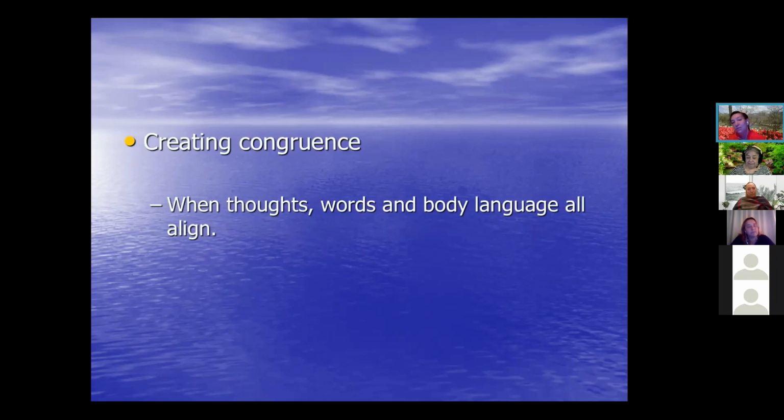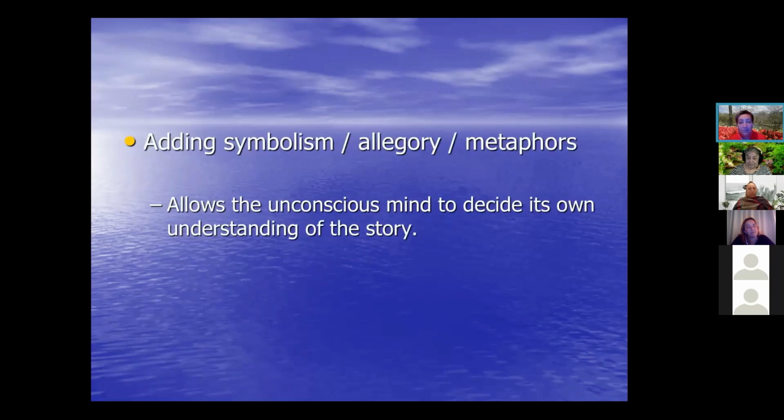And then, of course, creating congruence. When thoughts, words, and body language all align, then you create congruence, and then things will be much easier. And of course, the most important thing here is adding symbolism, allegory, and metaphors. These allow the unconscious mind to decide its own understanding of the story.